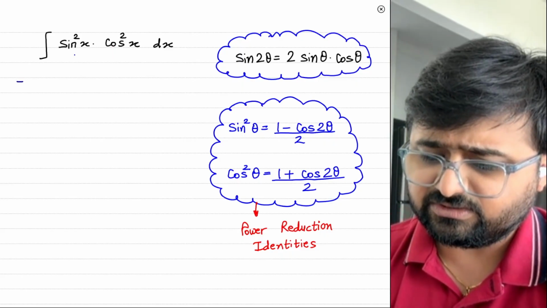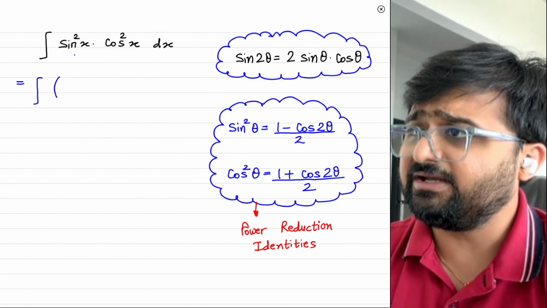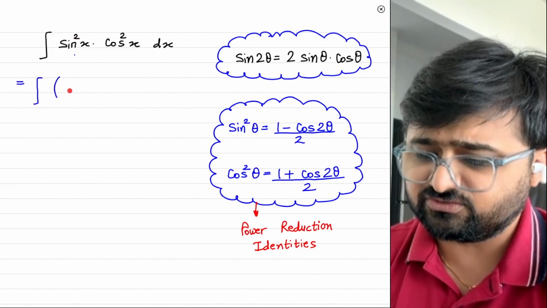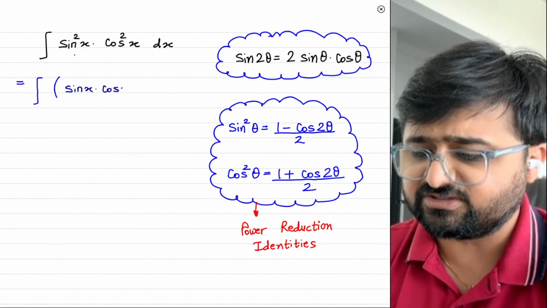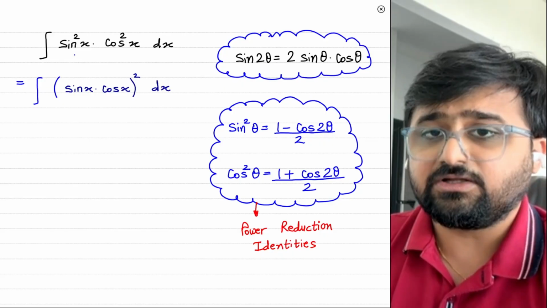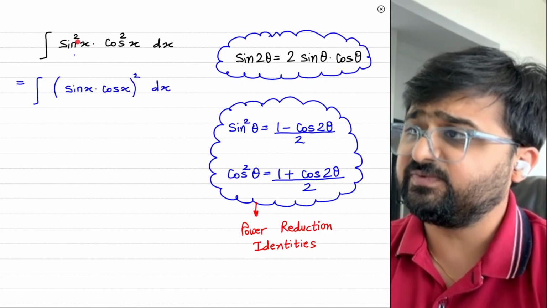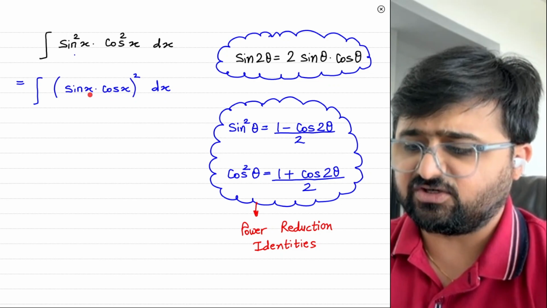So what you can do is just write that integral so that sine square and cos square, just combine those two squares and write it as (sin x times cos x) square with respect to x. We use the law of exponents, and we combine those two squares into a single square for sin x and cos x.